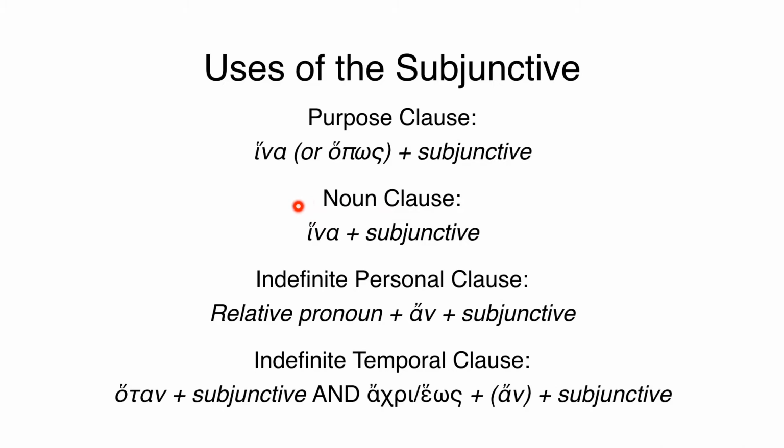A less common use and slightly more confusing use of the subjunctive is its use in a noun clause. Here we also find hina plus the subjunctive, but instead of indicating purpose, the hina plus subjunctive indicates its own noun idea, a substantivalized idea or a noun entity, and it can function as the subject of a sentence or as the object of a sentence.